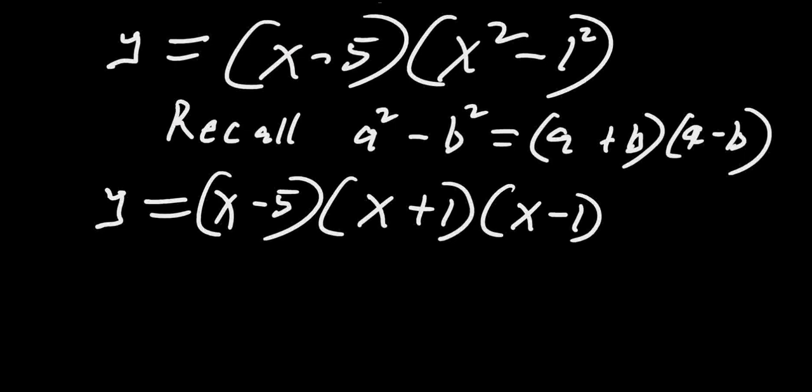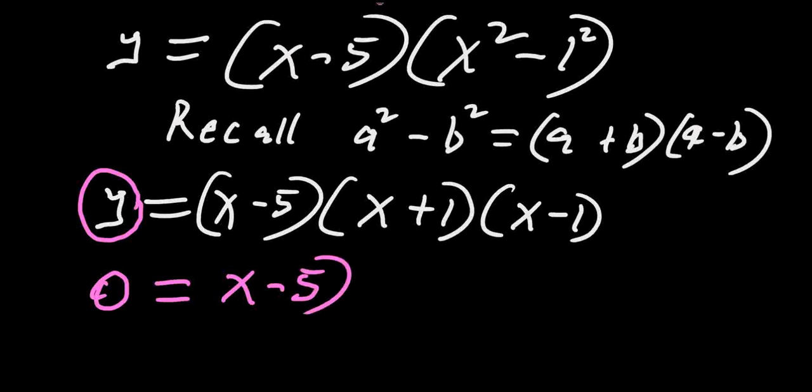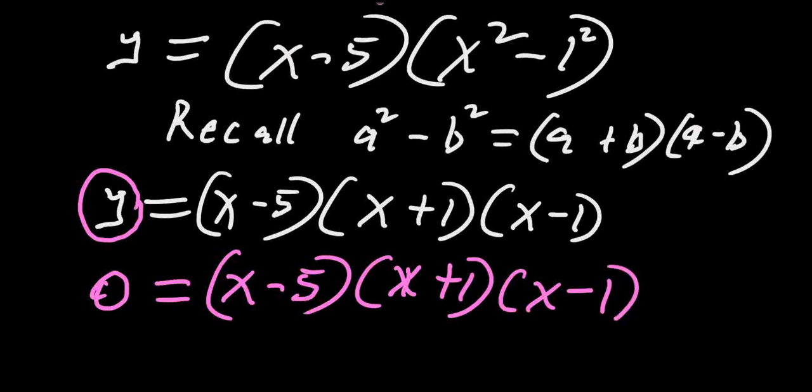So the x-intercept is at when y is 0. So we are going to change y to 0. The x-intercept is at when y is 0. So change this to 0, and this will be equal to x negative 5, x plus 1, x negative 1.